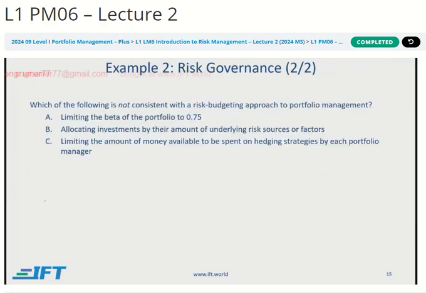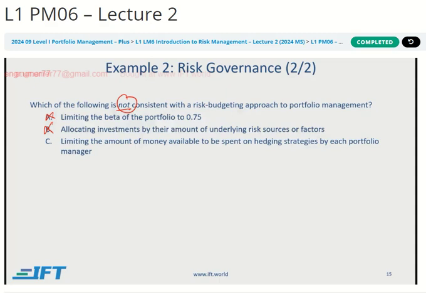All right. Which of the following is not consistent with a risk budgeting approach? Limiting the beta to portfolio of 0.75. That sounds right? And we're looking for not consistent. So that's not an answer. Allocating investments by their amount of underlying risk sources. That sounds right too, right? So that's not going to be an answer.